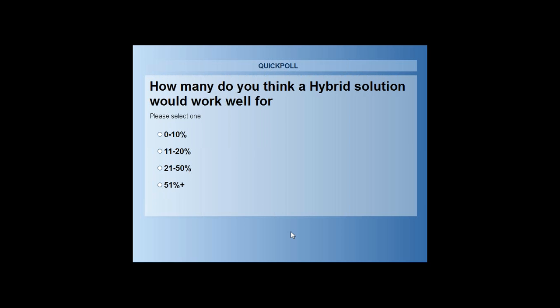Okay, how many do you think a hybrid solution would work well for? Skewed to the upper spectrum. I actually like this. So 33% between 21 and 50%, and the overall lead goes to above 51% at 38%. So that's actually really good news. Okay, great, Heather. Any further questions, or shall we continue, Heather?